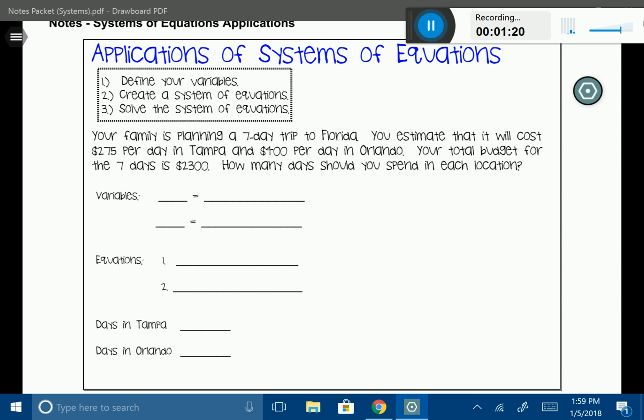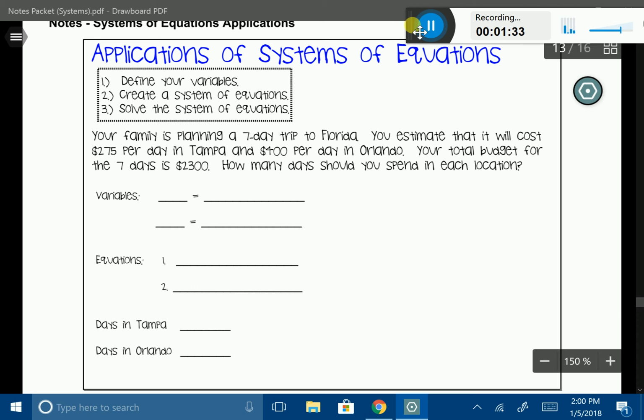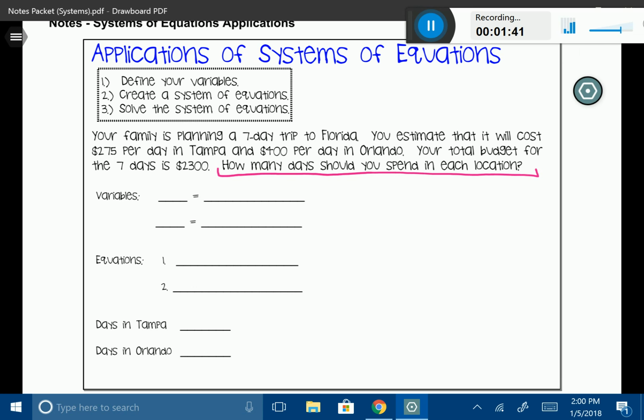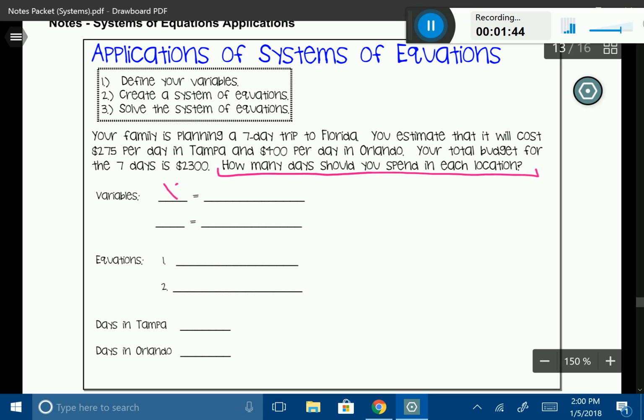So let's take this one and figure out what our unknowns are. Well, we know that we're going on a trip for 7 days, and we know that we're going into 2 different locations. Now, if you look at your question at the very end, it says, how many days should you spend in each location? That kind of gives you a hint on what your variables are going to be. So in our case, we're going to say that X is going to be our days in Tampa, and then we're going to call Y our days in Orlando.